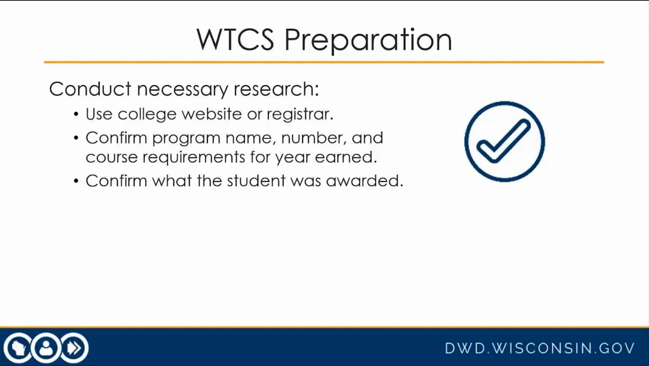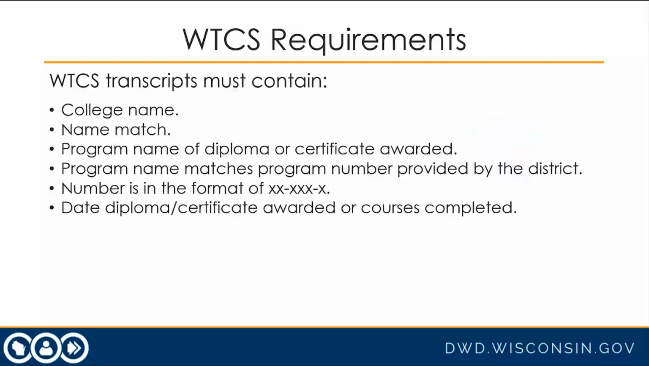In order to verify the claim and documentation, we need to know the name and program number of the diploma or certificate actually completed and that you're basing the claim on. The reviewer needs to know and/or see the following: the college name, a name match between that on the transcript and that of the student under which the claim was submitted, and the program name of the diploma or certificate program completed. This may be handwritten if the transcript wasn't provided with it.